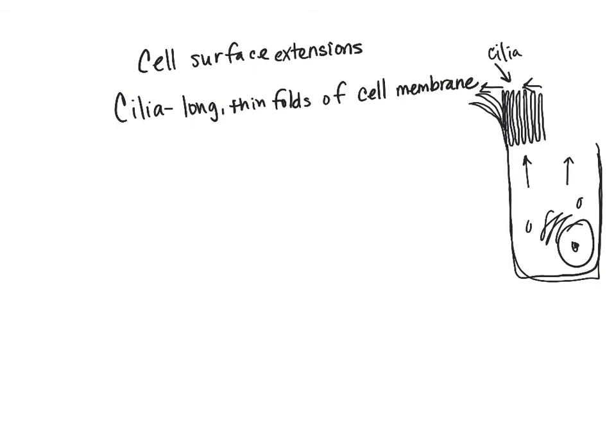So cilia are also seen in the female reproductive system. They are along the uterine tube, also called the fallopian tube, and they bring the egg, the ova, toward the uterus. Another cell surface extension is microvilli.